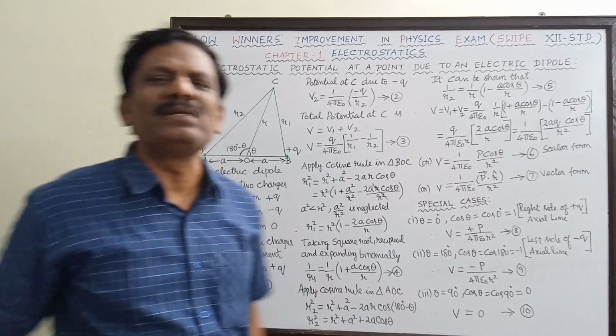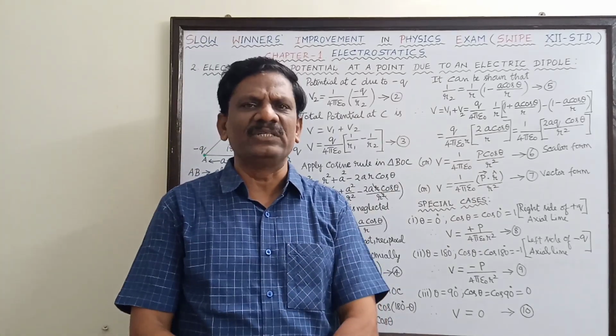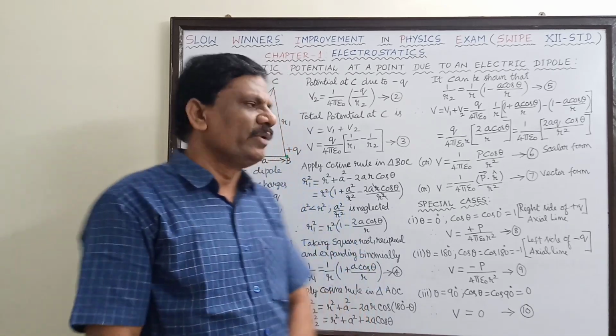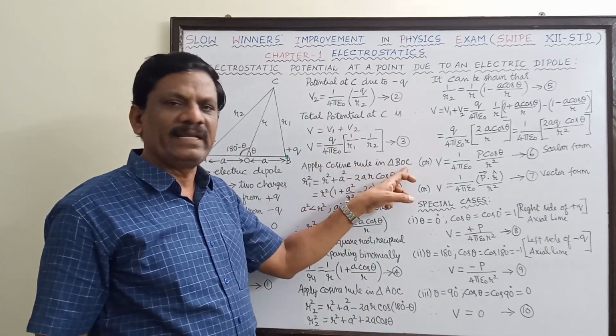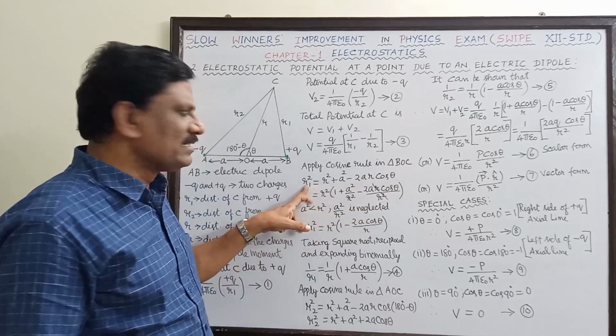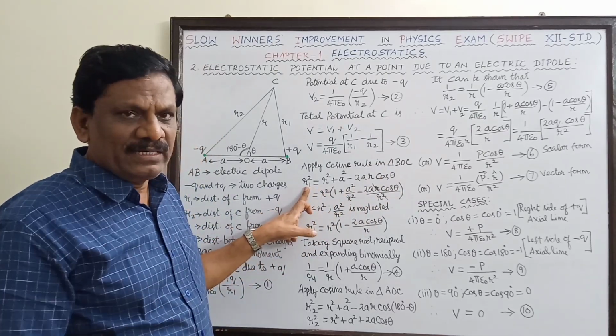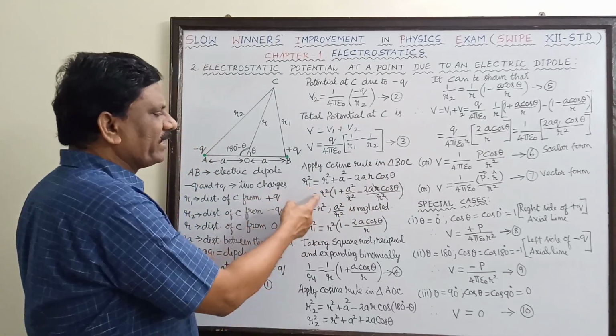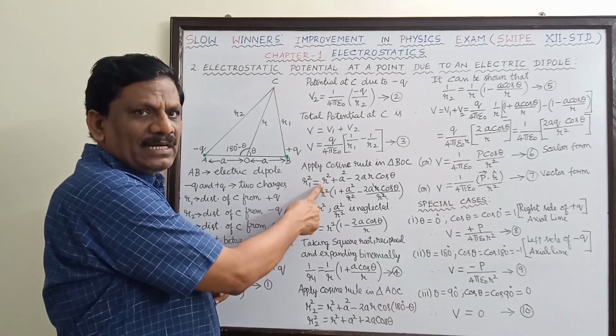Up to this, compulsorily you will have to write in the examination. You can't skip this step. You have to mention, apply cosine rule to triangle BOC. This step you have to write. After that, if you wish, you expand by taking r square as the common factor.